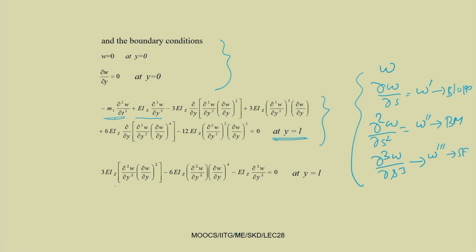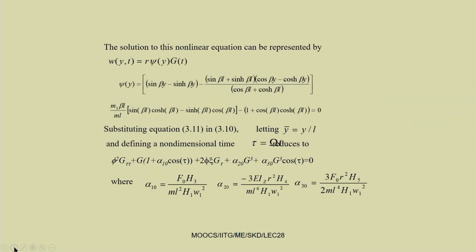Similarly, one more boundary condition. So, this is also 3 E I del square w by del y square, del w by del y whole square, minus 6 E I z del square w by del y square into del w by del y to the power 4, minus E I del square w by del y square equal to 0. This corresponds to the bending moment, keeping the bending moment equal to 0 and taking these conditions. So, we can have the boundary conditions. So, these are the boundary conditions.